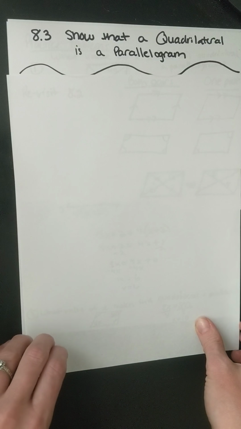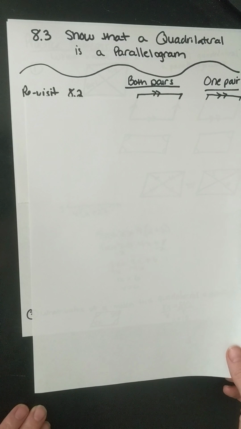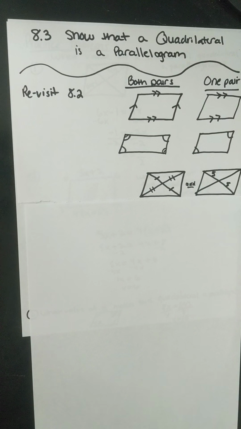Okay, today we're going to review 8.3, show that a quadrilateral is a parallelogram. For this section, we actually revisit the concepts of 8.2. So here are the three that we have talked about.